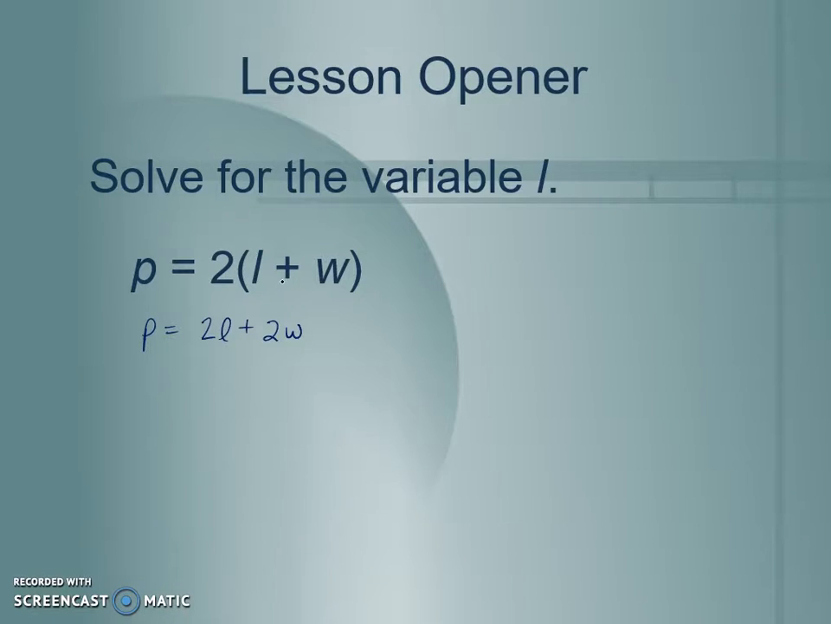We want to get L all by itself. Remember, we're solving for the variable L. So now we have a 2 times L plus 2W. So we're going to subtract 2W from each side. So we end up with P minus 2W equals 2L. And then we have 2 times L, so we want to go ahead and divide by the 2 to get the L all by itself. We end up with L equals this whole thing right here, P minus 2W over 2.